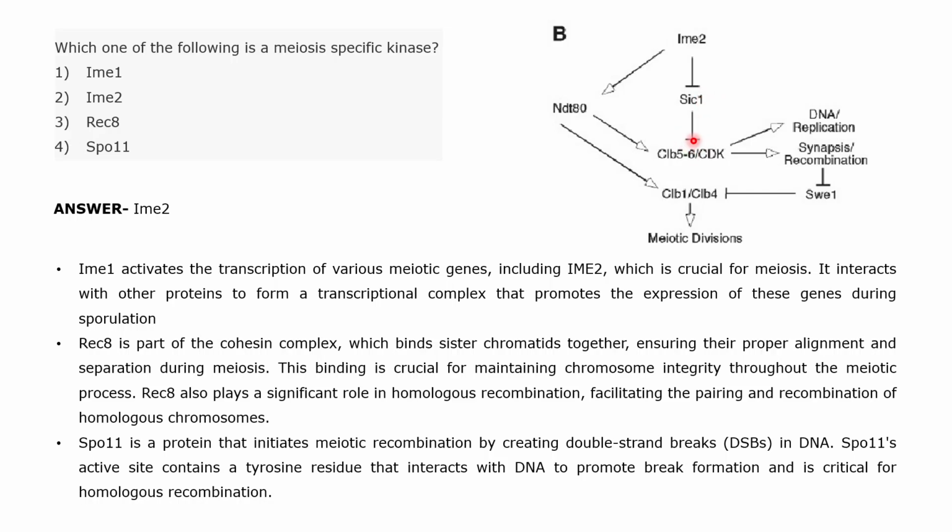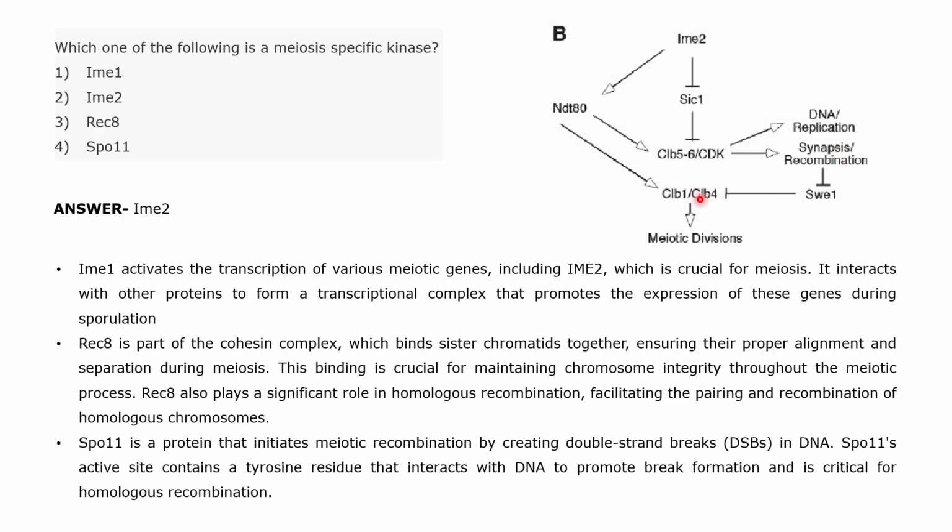SIC1 is an inhibitor of the cyclin 5 or 6 or cyclin 1, 3 or other CDK proteins. IME2 also inhibits this SIC1 inhibitor, leading to the activation of the CDK cyclin 5 6 complex. It also activates the NDT80 protein, which is actually a transcription factor, because it binds to the promoter region of the genes for these CDK complexes, leading to transcription and translation of these protein complexes and their activation. Once it is activated, DNA replication as well as synthesis and recombination take place, which is essential for meiosis.